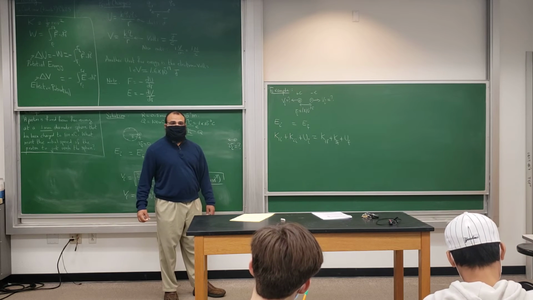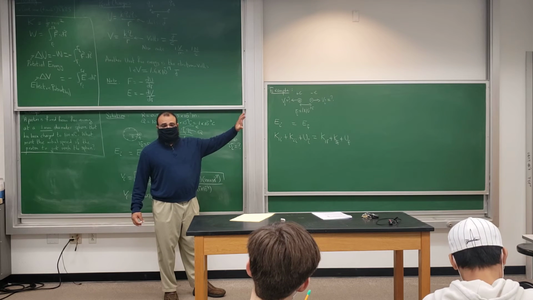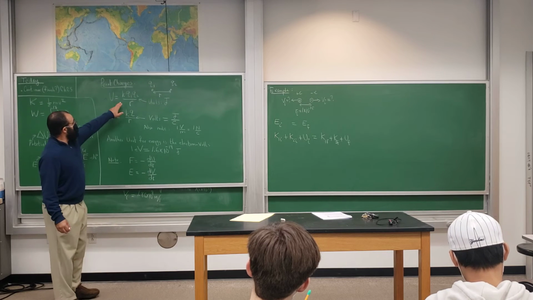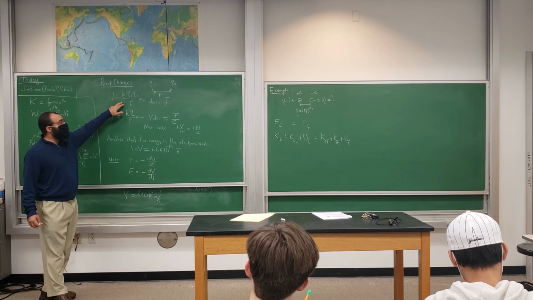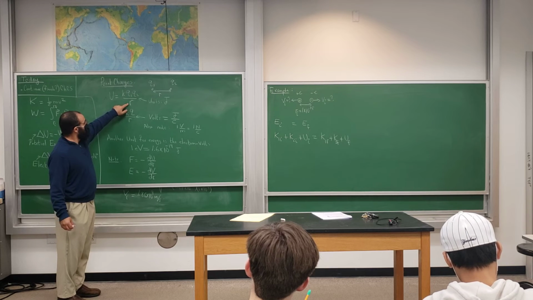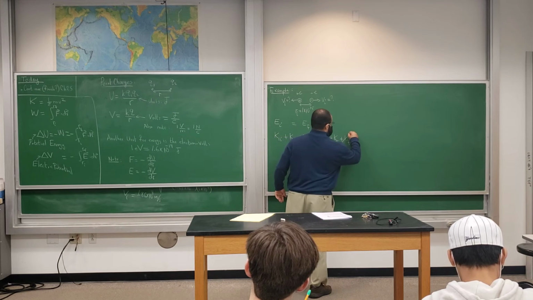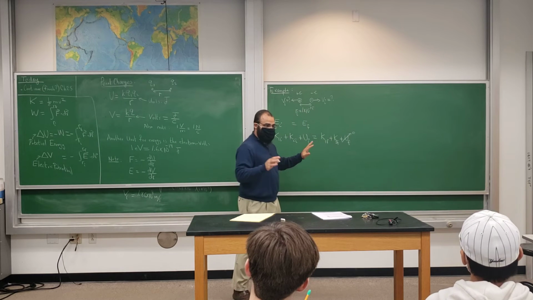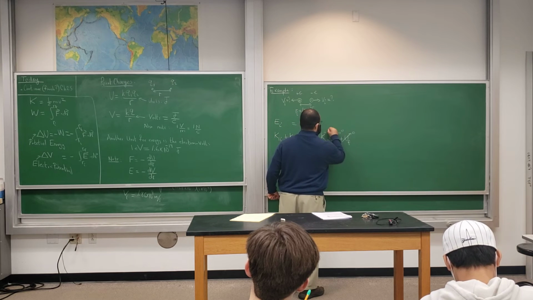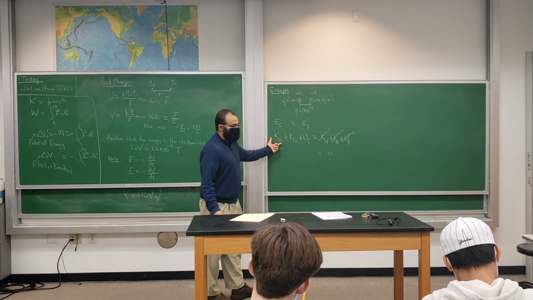So again, by the statement of the problem, they will be infinitely far away. That means U final is 0. How do I know that? This is the potential energy between two charges. When they're infinitely far apart, it will be divided by a very large number. So that's 0. And I want them to barely be moving when they reach infinity. So this one and this one are both 0. So that means the right-hand side is 0.